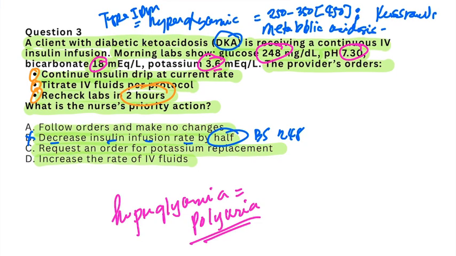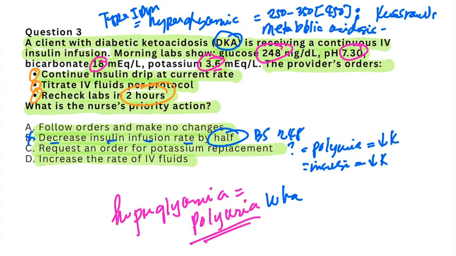Now, how about letter C? Request an order for potassium supplement. This is somewhat tempting, because remember, the patient is peeing a lot. So what do we expect with the potassium level if the patient is peeing a lot? It's going to go down. We also know that insulin is going to push the potassium back into the cell, and potentially it's going to lower the potassium level.